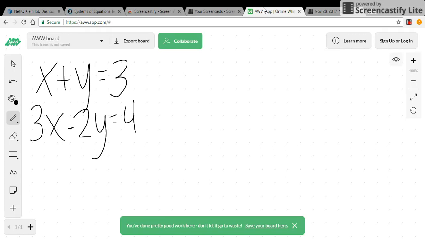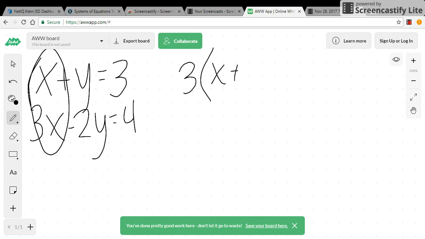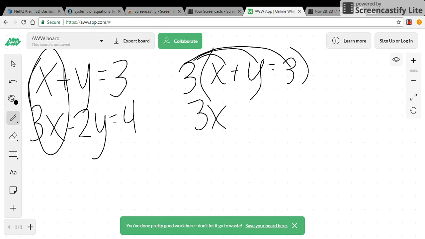Totally your call. I'm going to go ahead and do x. So I'm going to make x's identical. So in order for these to be identical, what do I have to do? Well, I have to multiply my top equation by 3. So we're going to multiply the whole top equation by 3. No, I cannot just multiply x by 3. I have to multiply the entire thing. So now let's go ahead and distribute. That ends up getting us 3x plus 3y equals 9.